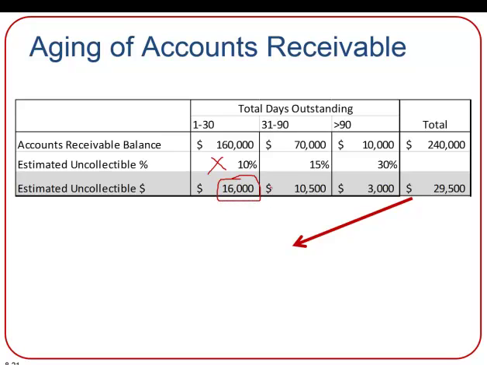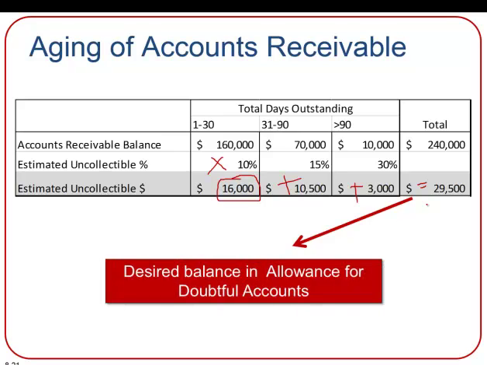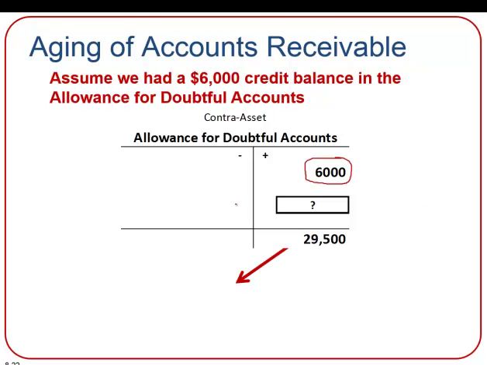We'll sum up each one of those categories to get a total. And so our total is $29,500. That's the desired balance in the allowance for doubtful accounts. Now, assume we had a $6,000 credit balance in the allowance for doubtful accounts already. Its normal balance is a credit because it's a contra asset account. Goes against our normal thought process on assets. We want the ending balance to be $29,500 like we solved in our aging of accounts receivable schedule.